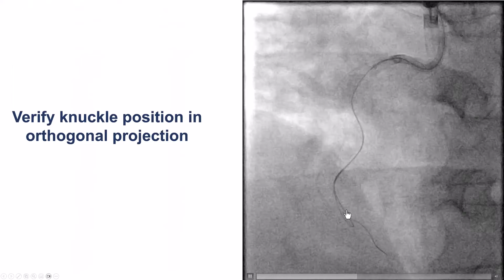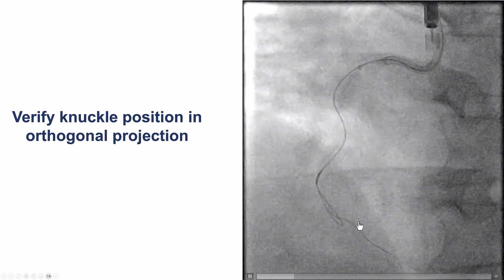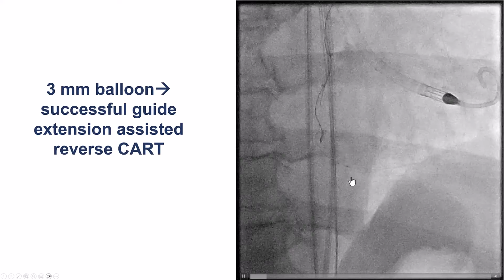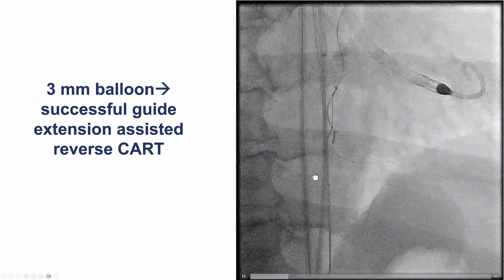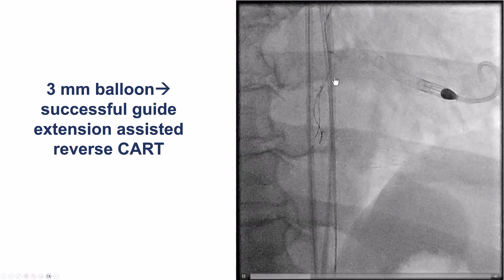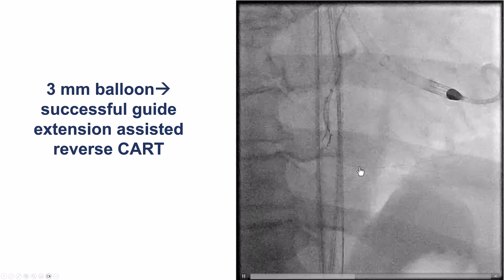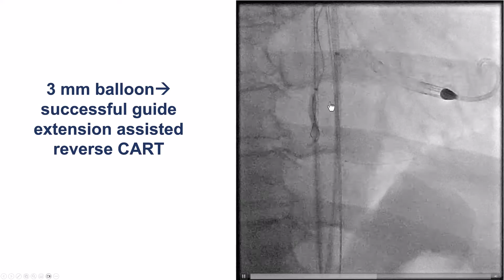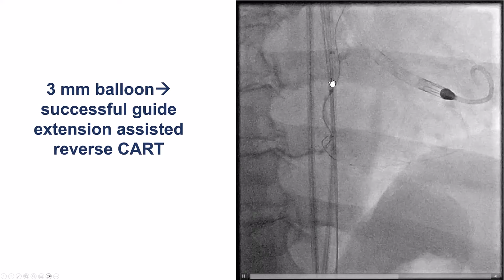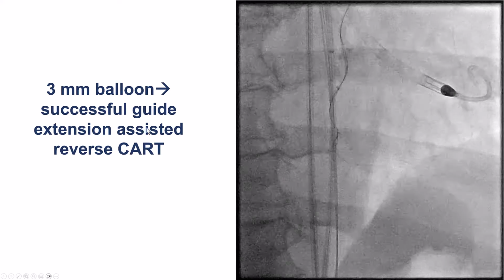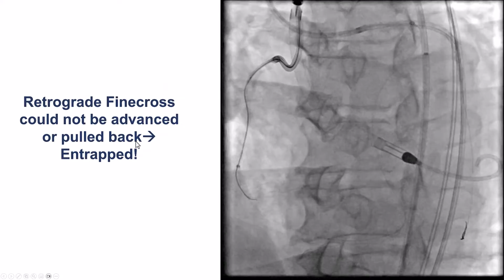Always use orthogonal projections to confirm, and sure enough, the two wires are next to each other and dancing together. So we inserted a guide extension to the mid-RCA, and then we were able to advance the retrograde guidewire. You can see the FineCross had moved a little bit further down. The retrograde guidewire was successfully advanced into the antegrade guide catheter. So this was a guide extension assisted reverse CART.